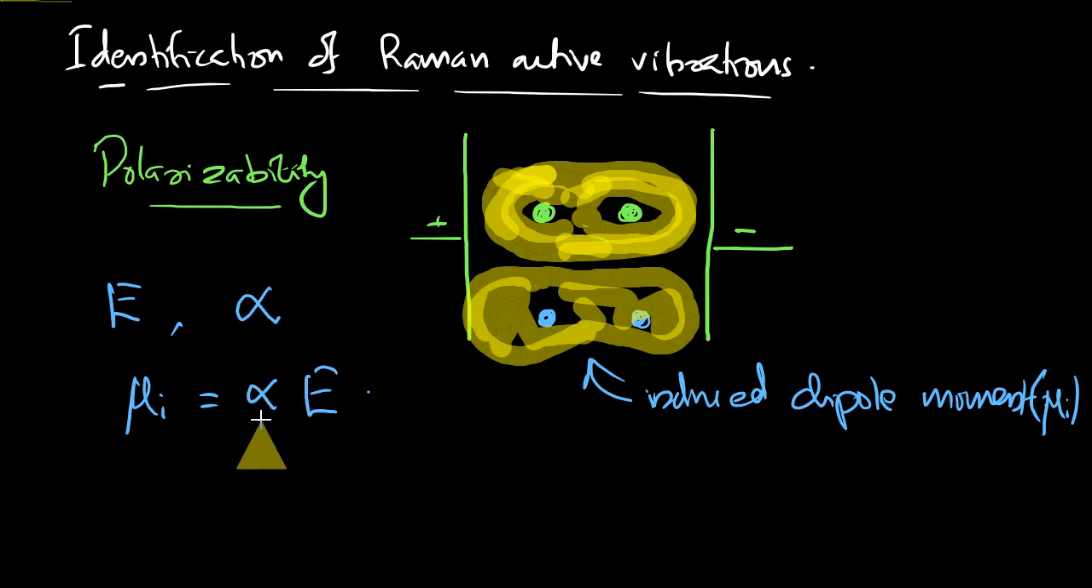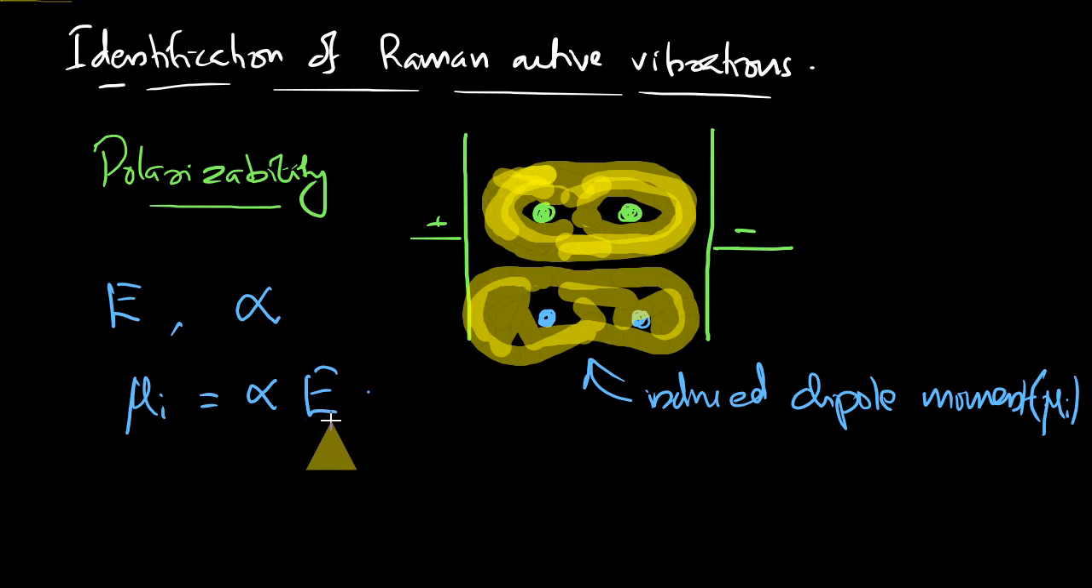So mu I depends upon the polarizability, and also it depends upon the electric field strength, because it is the electric field strength which is pulling the electron density towards a certain side, right? If the electric field strength is very high, it can pull or push the electron density with a better strength. So the induced dipole moment also depends upon the electric field strength. So induced dipole moment mu I is equal to alpha times E, where alpha is the polarizability and E is the electric field strength.